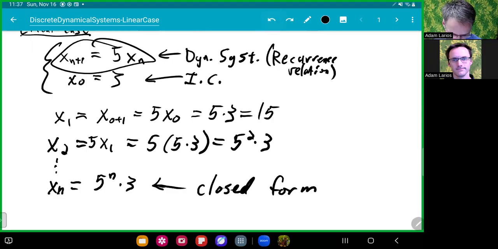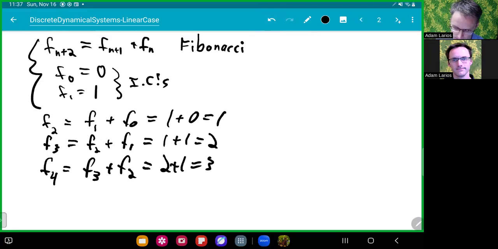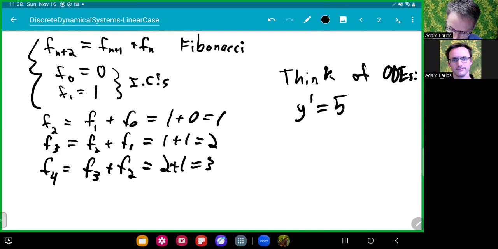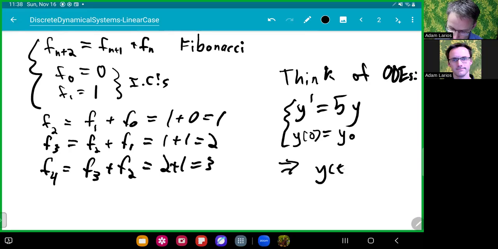But this exponential popped out because we're sort of repeating the same thing over and over. And this might remind you of the idea of, think of ordinary differential equations, where we have something like y prime is equal to maybe 5 times y, and y at 0 is equal to, say, some initial condition. We know by all kinds of different arguments that the general solution looks like this. This is e to the 5t times the initial data.